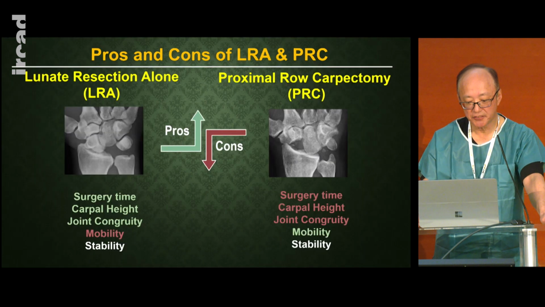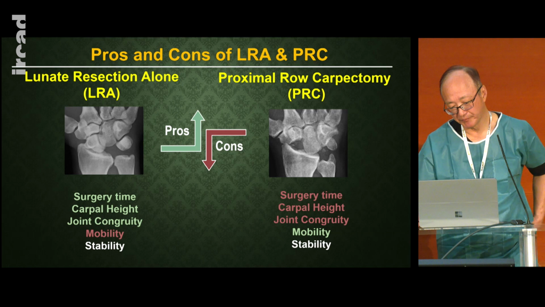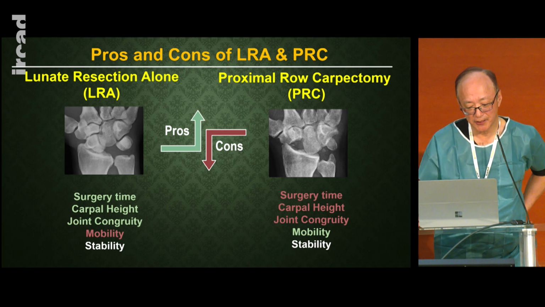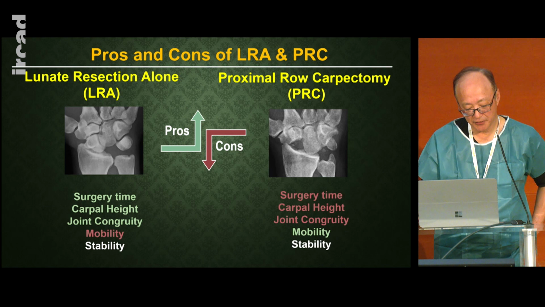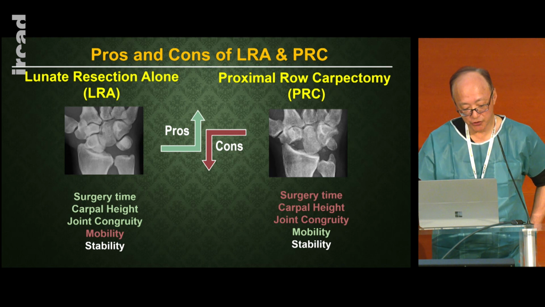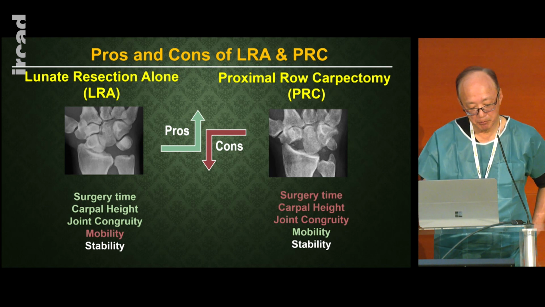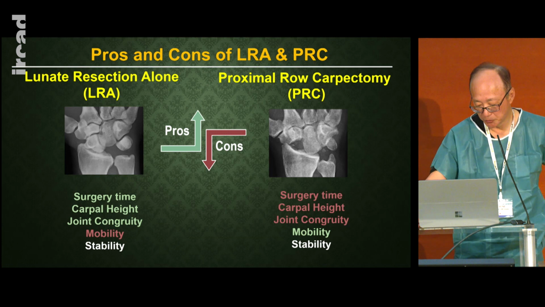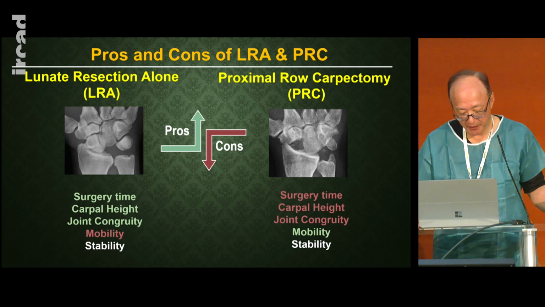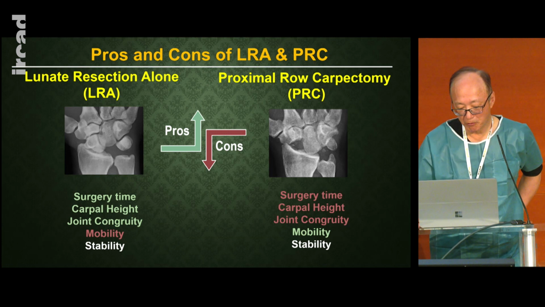How about the pros and cons of lunate resection alone and proximal row carpectomy? I think surgery time is better with lunate resection alone, and also carpal height and joint concavity are maintained, but mobility is better with proximal row carpectomy. I don't know which is better for stability. We need to conduct experiments or some more work.